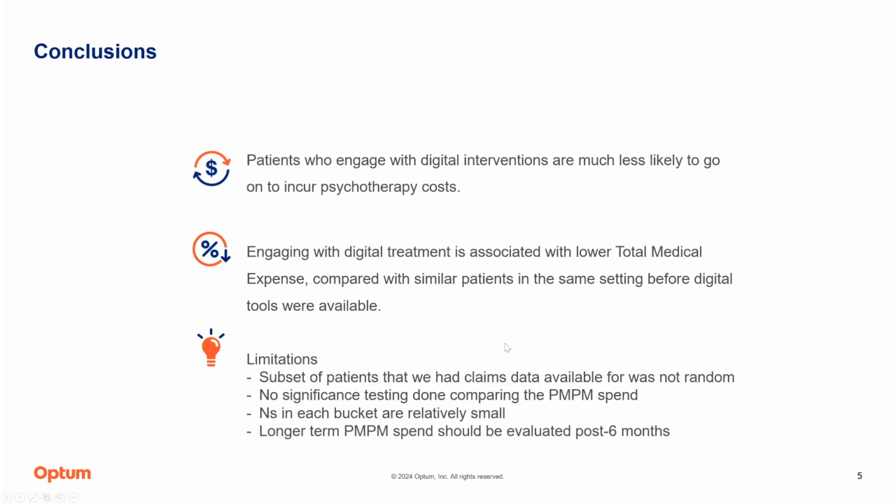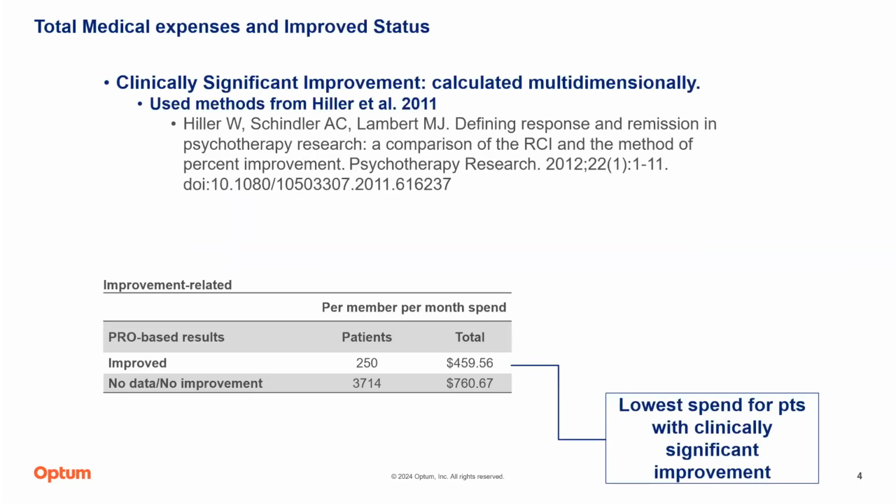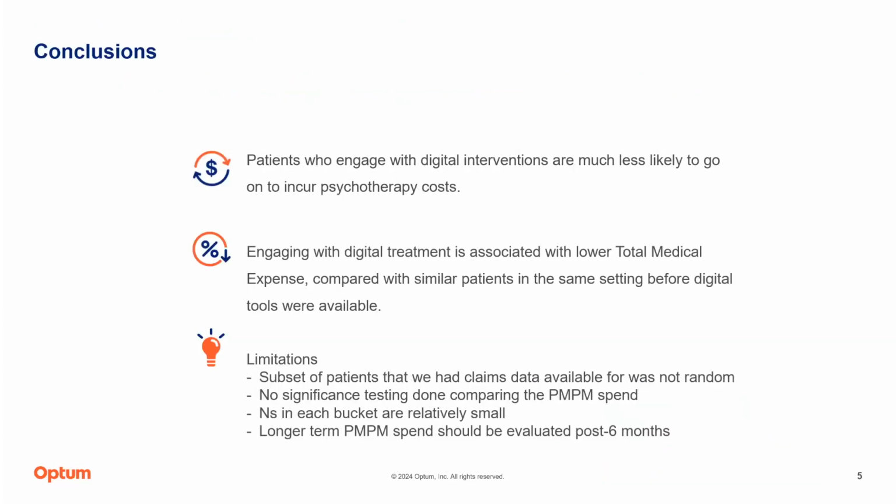We haven't done any significance testing or directionality testing yet. Our Ns are still relatively small. I mean, 250 patients isn't terrible. But as we accumulate more data faster, we're going to get much more clarity on this. And obviously, we want our post-spend to be evaluated at a 12-month period, not just 6 months. It's just that with claims lag and rollout, it takes a while to accumulate that much data.